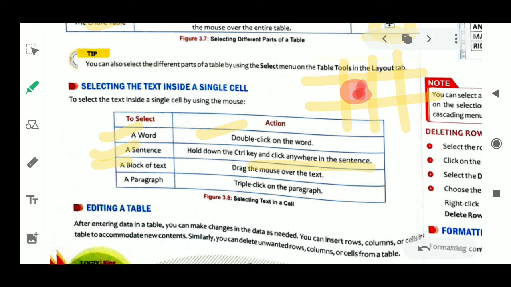Or a block of text: drag the mouse over the text, which means we have to select a block of text. So we drag our mouse over it like this, and that will be selected. A paragraph: triple click on the paragraph. How many clicks will we do? Three times we will click on the paragraph, so that the paragraph will be selected. So this is about selecting a word, sentence, paragraph and block of text.